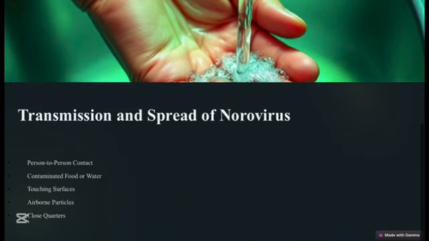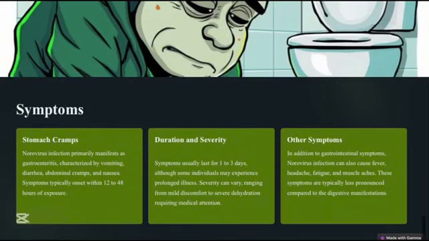Airborne particles. When an infected person vomits, tiny particles in the air can also spread the virus. Close quarters. Norovirus spreads quickly in crowded places like schools, hospitals, and cruise ships. So the next is symptoms of norovirus infection.